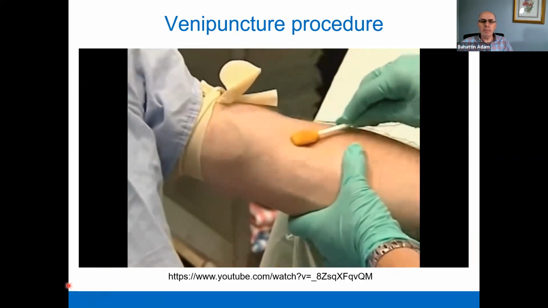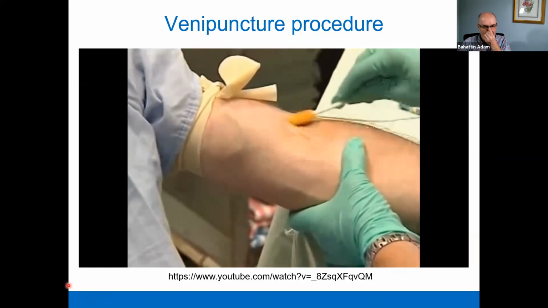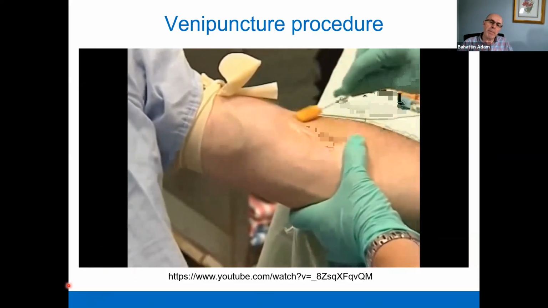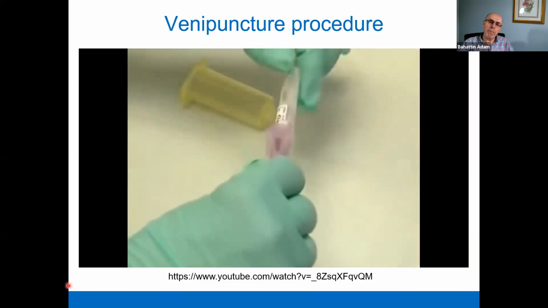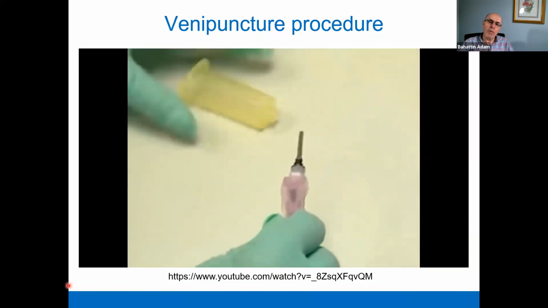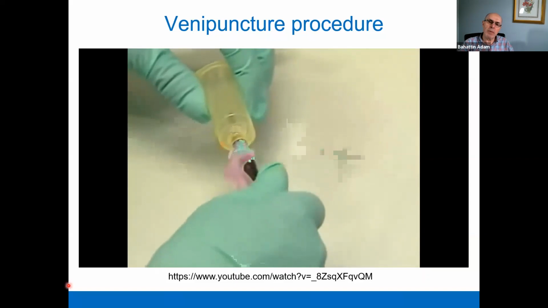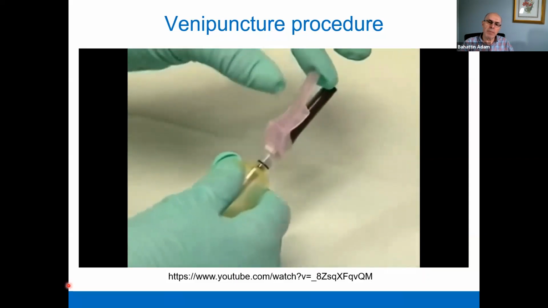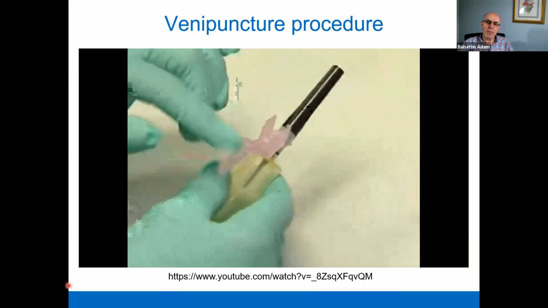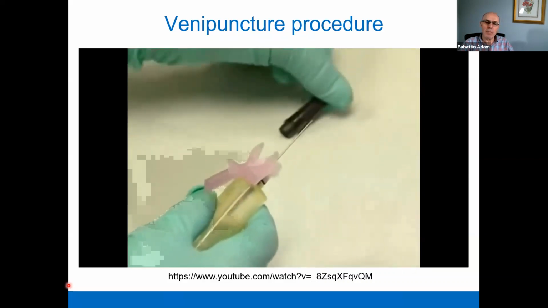The universal precautions for this procedure begin with gloves and careful cleansing of the skin with alcohol or betadine. Carefully remove the cap to unsheath the needle. Insert it into the yellow vacutainer and screw it into place. Then lift the needle guard and remove the cap.